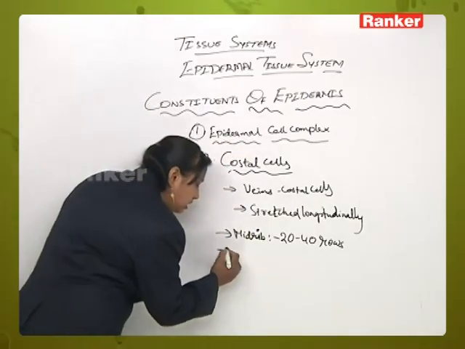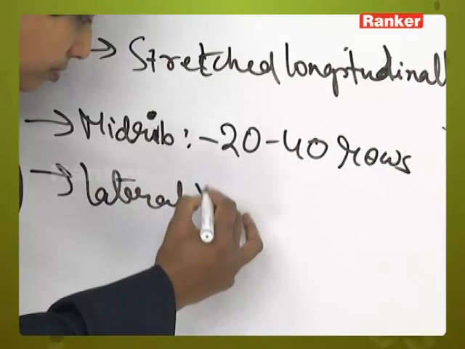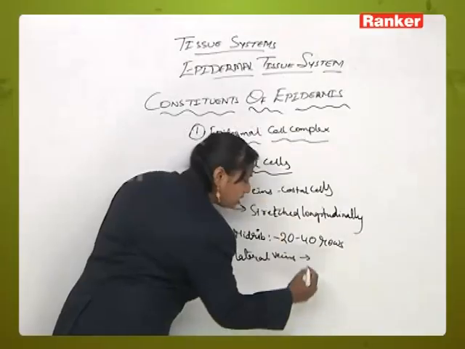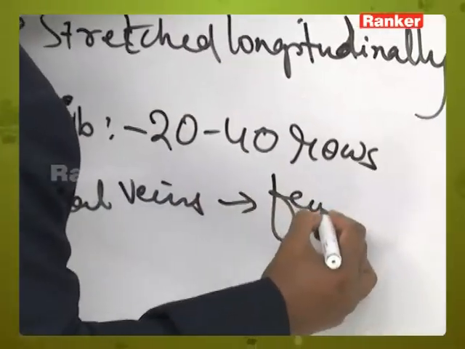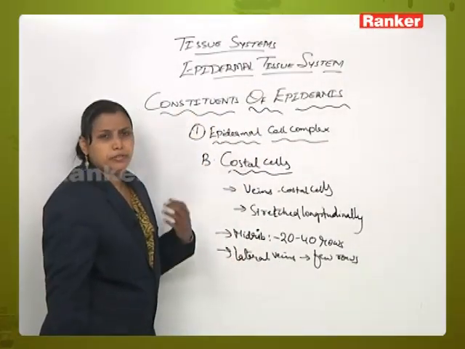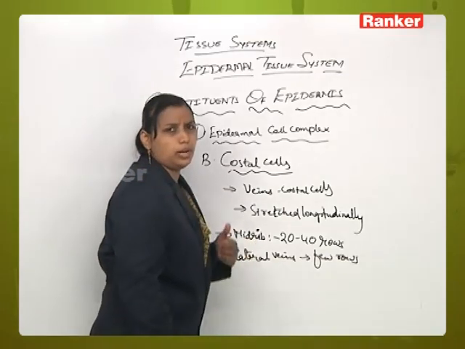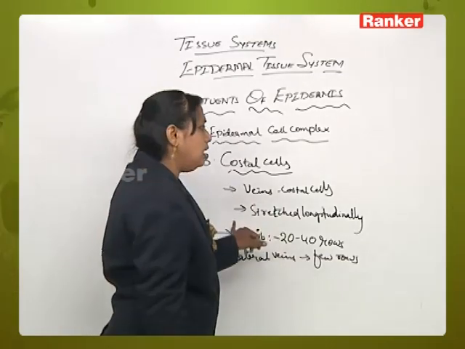If these costal cells are occurring in the lateral veins, you will see a few rows of costal cells. The rows of costal cells will be a bit less, either between 15 to 20. So in the midrib you will see a greater number of rows of costal cells.